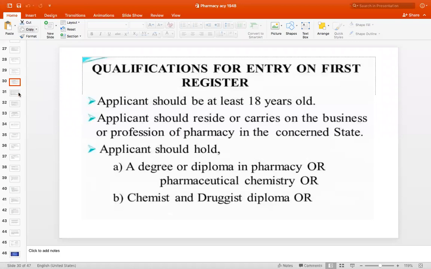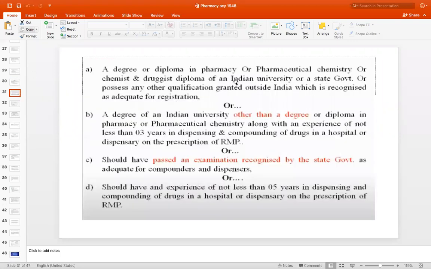What is the qualification? Qualification is either you have a degree or diploma or other degree, then you should have 3 years experience in dispensing and compounding, passed at least some recognized examination of state government, or at least you have 5 years of experience in hospital in dispensing and compounding for the prescriptions. So this is the qualification for first register.